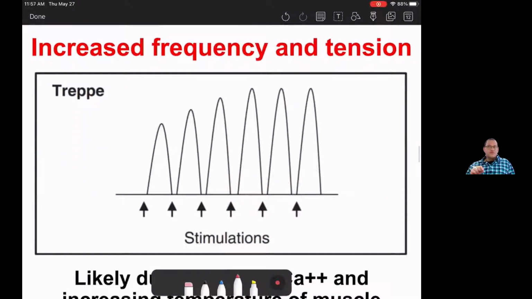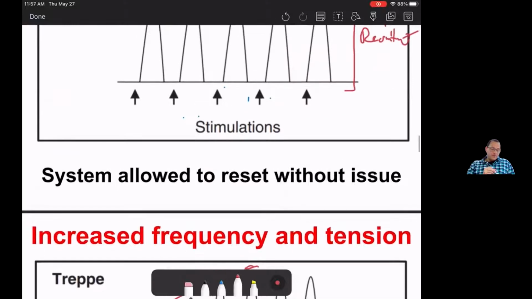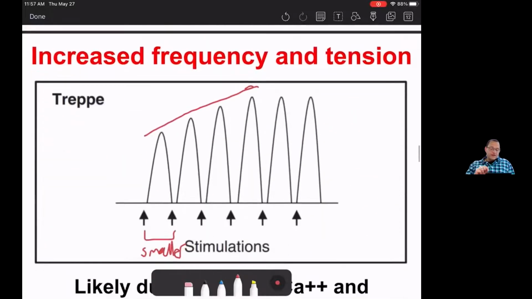Now, if we increase frequency, something strange happens. And this is going to be a big difference between frequency of action potentials in neurons. They don't do this. They don't build. They don't get bigger and more strong, basically. Muscles do. So as we increase, in this case, the spread between these two is now getting smaller than what we had up here. This spread was still pretty big.